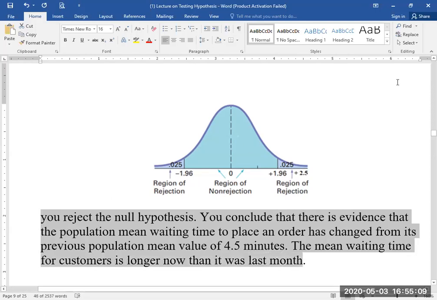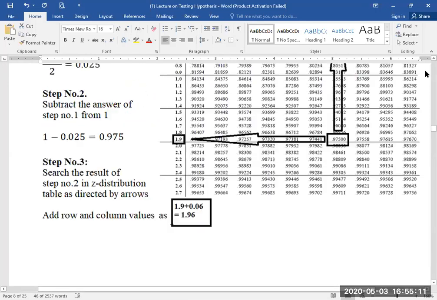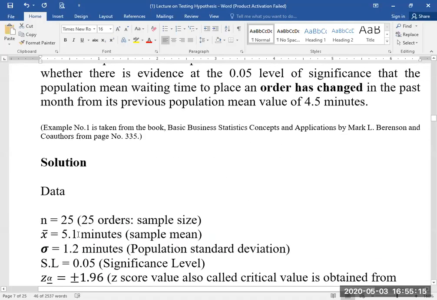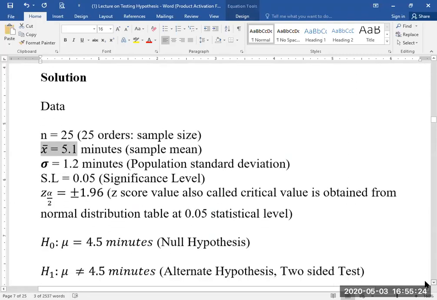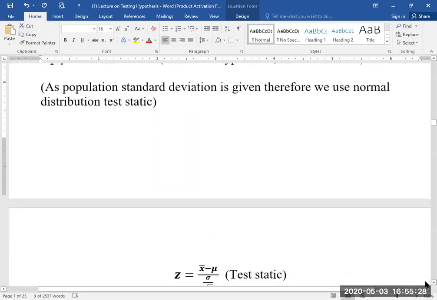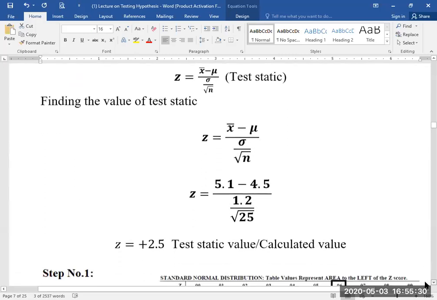Why has it become longer? Because, see, from the sample mean. The sample mean is 5.1, and what was the previous null hypothesis value? The value was 4.5. So 5.1 means it has increased. Therefore, I use the word "increased."